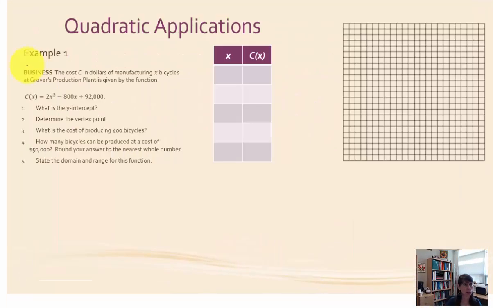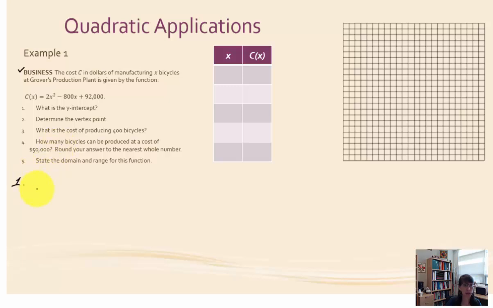In our first application, this is a problem related to business. The cost C in dollars of manufacturing x bicycles at Grover's production plant is given by the following function. C of x, notice that's function notation, C is a function of x. So C of x equals 2x squared minus 800x plus 92,000. Our first question is, what is the y-intercept?